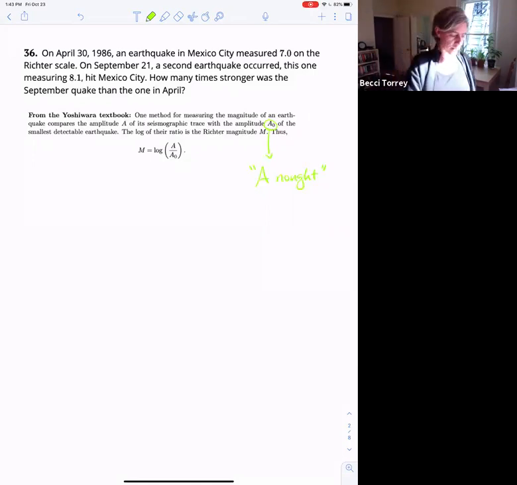And this process is like A sub naught. It's again something we see all the time in science where we're decorating our letters with subscripts and superscripts and all that. So it's something we want to get used to because if you're going to take any kind of science classes, you'll have to do that a lot.